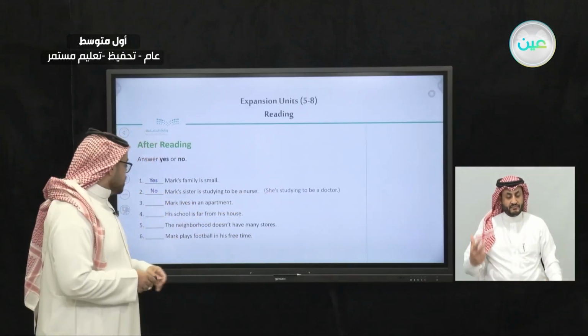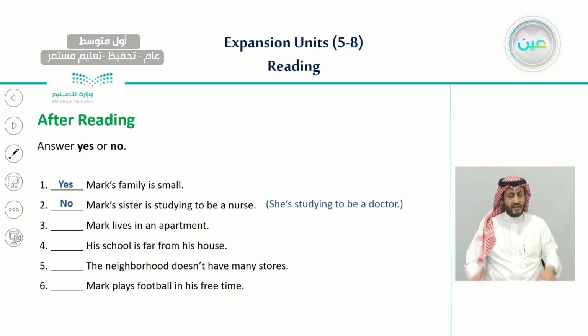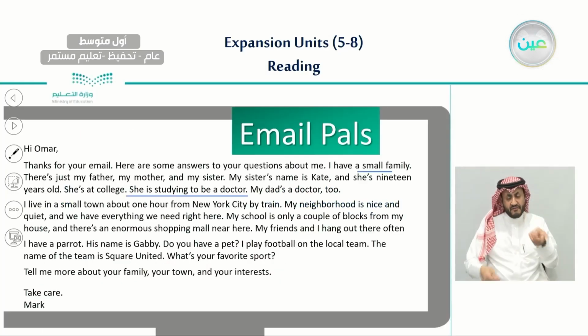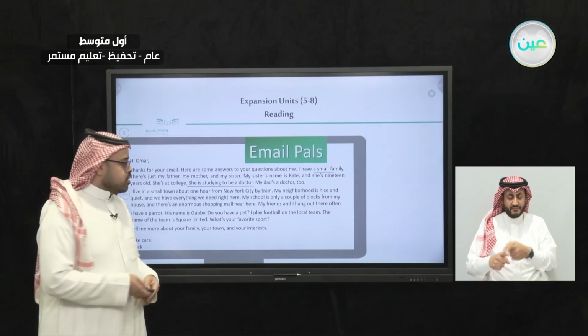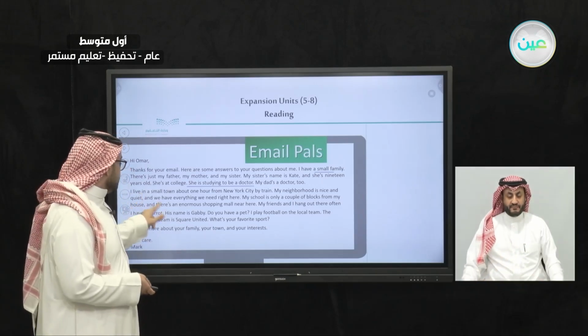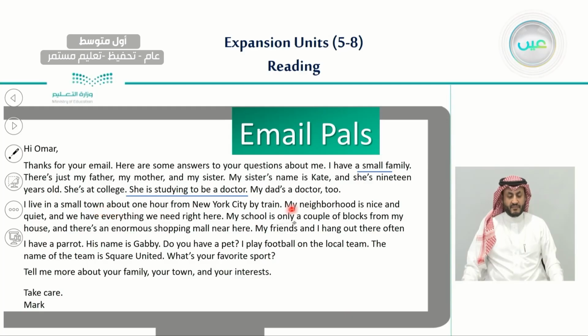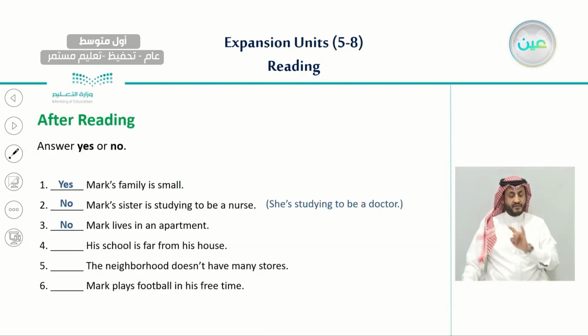Number 3, Mark lives in an apartment. Again, let's go back to the text and scan for an answer. So here we go, he said, I live in a small town and my neighborhood is nice and we have everything we need. My school is only a couple of blocks from my house. So Mark doesn't live in an apartment. He lives in a house. So with number 3, we write no. He lives in a house.